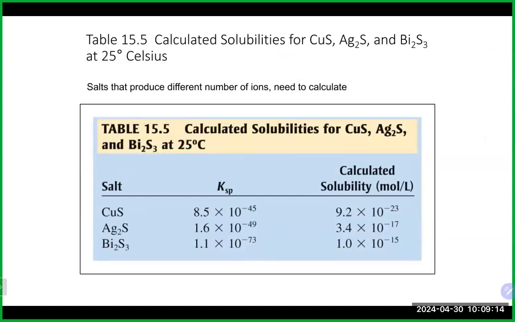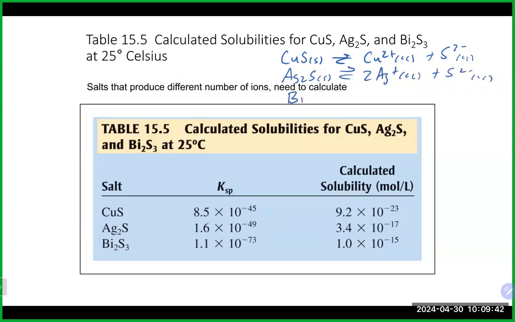Now, what happens in a situation where we have salts that do not break apart into the same number of ions? So here we have copper 2 sulfide, and this guy, when he breaks apart, will break apart into a copper 2 and a sulfide. Silver sulfide here will break apart into a couple of silvers and a sulfide.